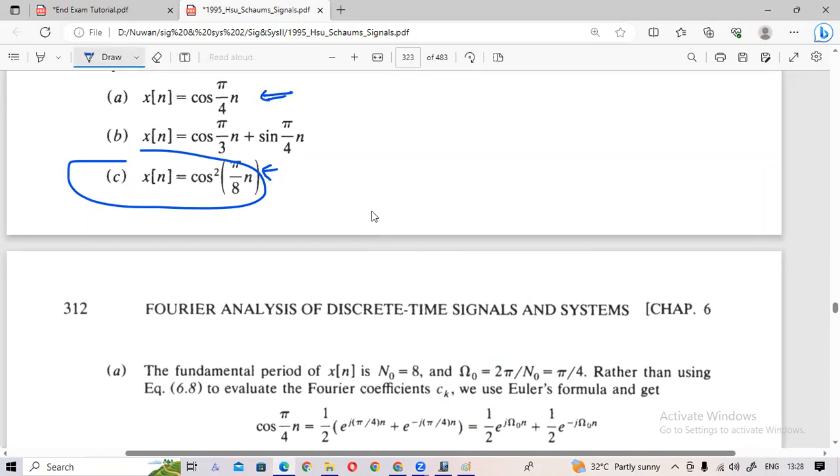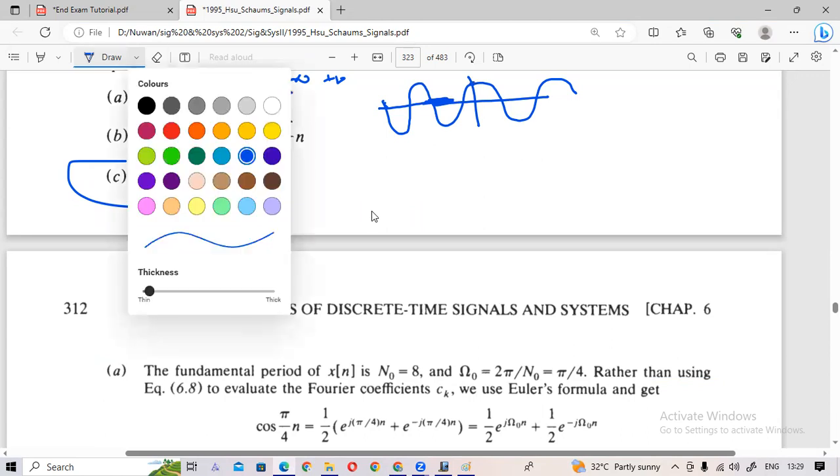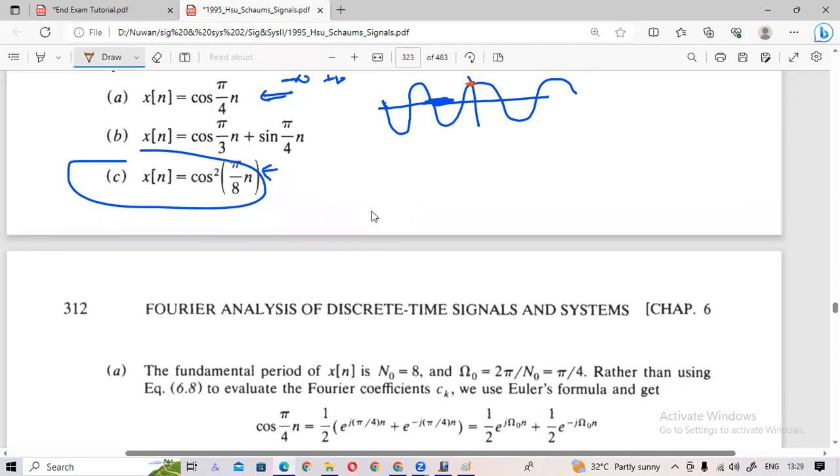Because here, if you plot cos 5 by 4n, you are not given n values. That means n goes from minus infinity to plus infinity. If you draw the signal, the continuous cos signal will look like this. What you have to do is find the samples. When n is equal to 0, cos 0, that will be here, one sample.